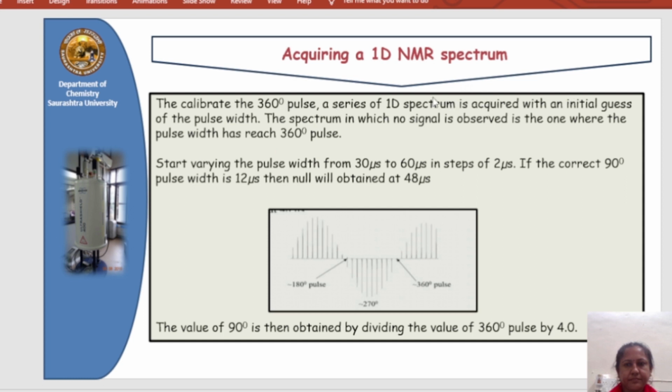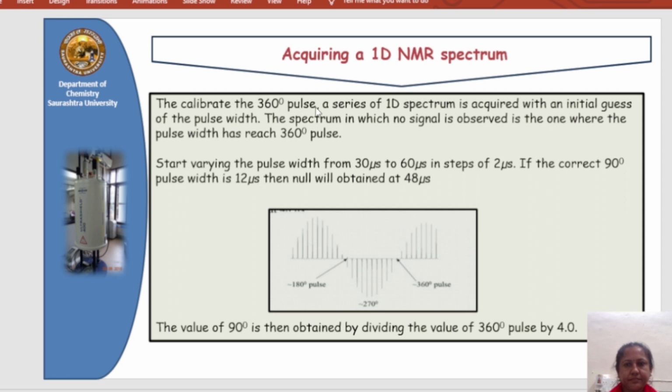A series of 1D spectra is acquired with an initial guess of the pulse width. The spectrum in which no signal is observed is the one where the pulse width has reached 360 degrees. Before that it is opposite, so here we can increase one by one. After that, a negative signal will be detected, and at 360 degrees the pulse is such that the signal will not be detected.